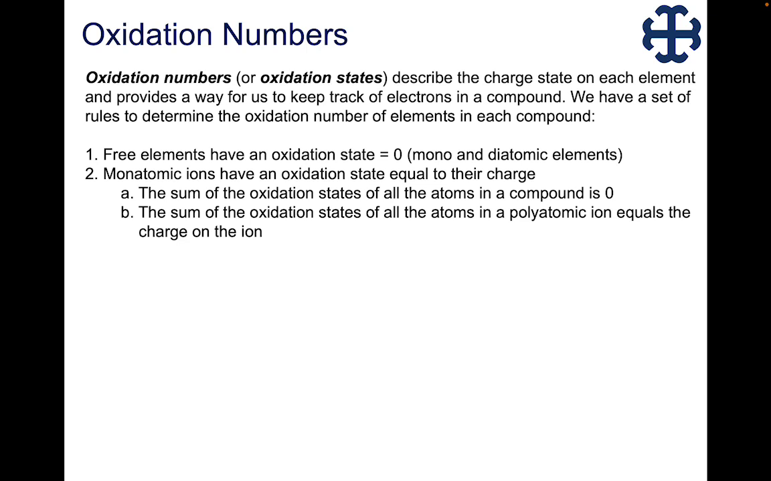Unless we just have a monoatomic ion, meaning we have one atom and it has a charge, the oxidation state on that will be equal to the charge. And so for an example, if we think about chloride, Cl minus, the oxidation state of chloride there would be 1 minus, right? If you have polyatomic particles with a neutral charge, then the sum of all the oxidation states for all of the atoms has to add up to zero.